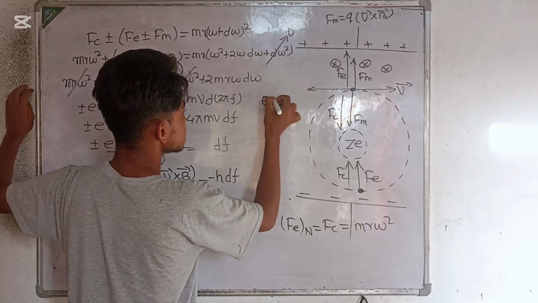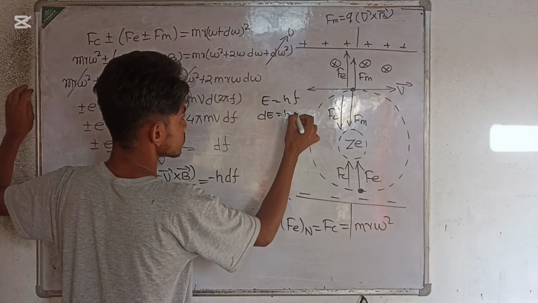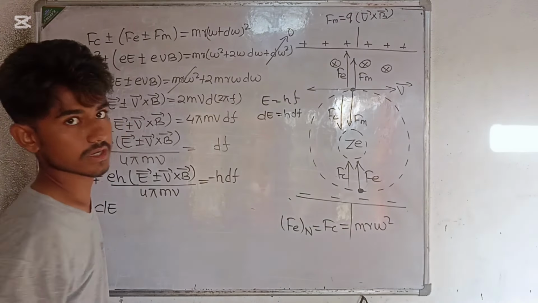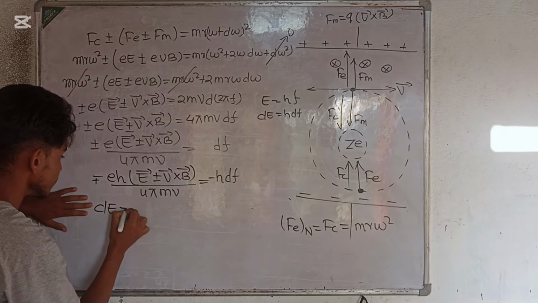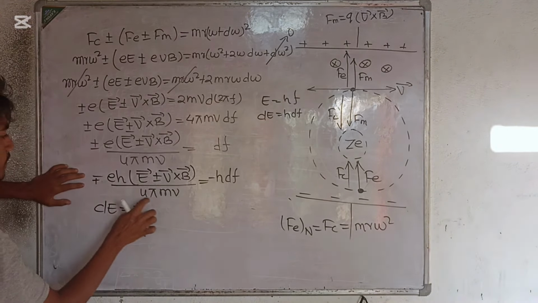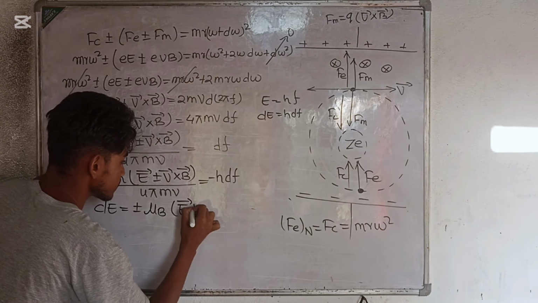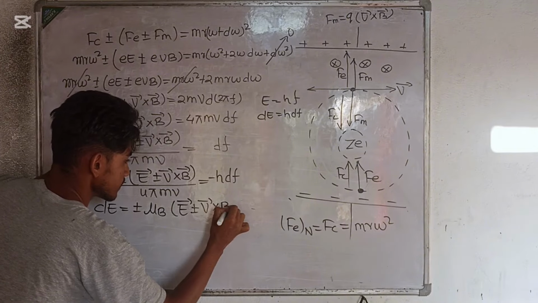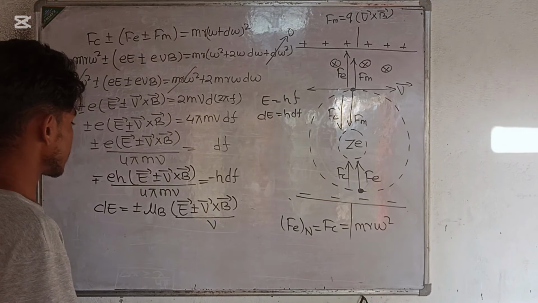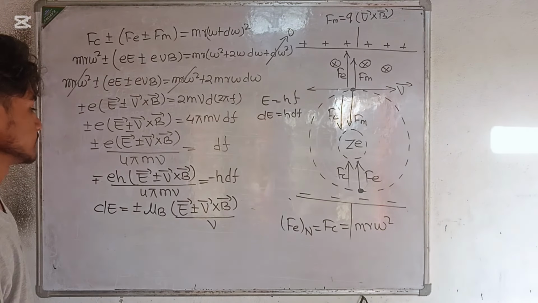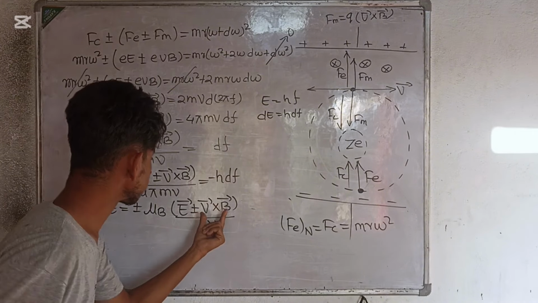If you know E is equal to hf, and if you want to find the change in energy, you have to find h times the change in frequency, right? So the change in energy, the shift in energy, would be plus minus eh upon 4 pi m, which can be written as mu B, and this is E vector plus minus v cross B vector by v, right? I guess so. I want to tell you a very important thing about this term.